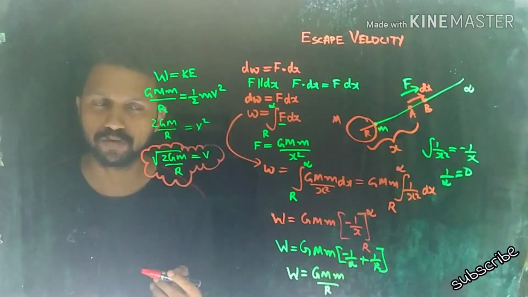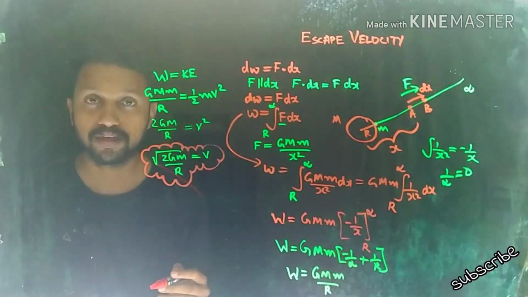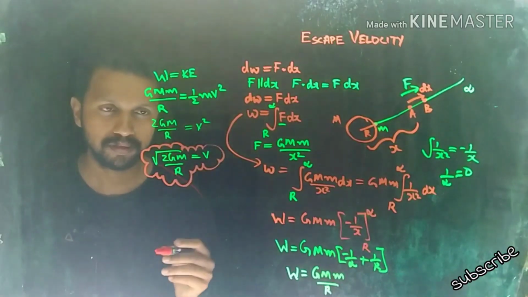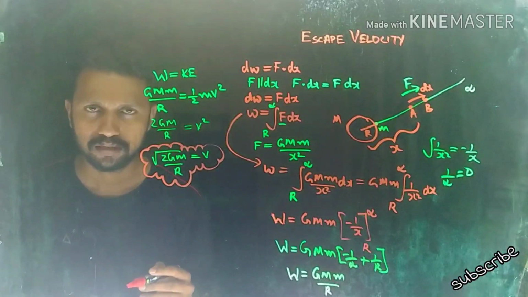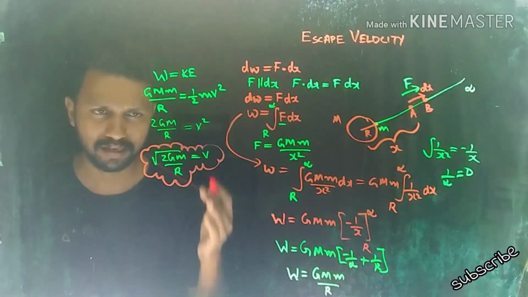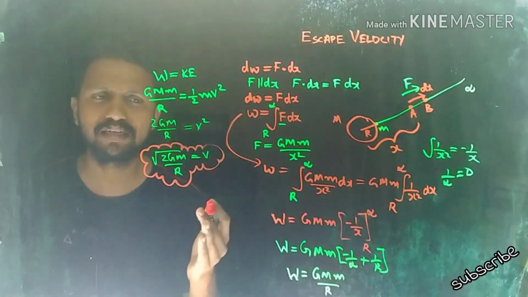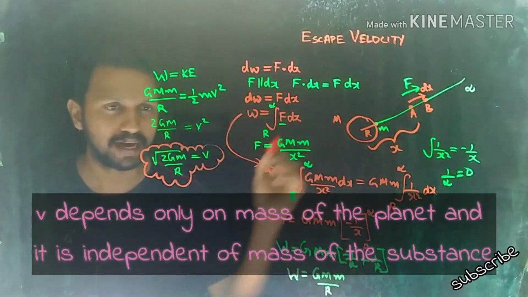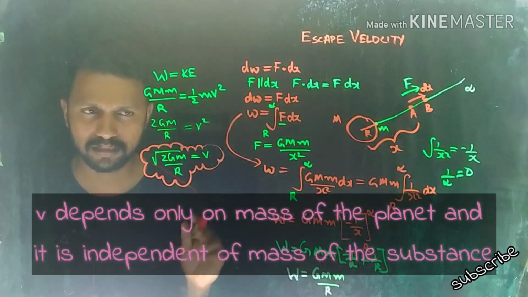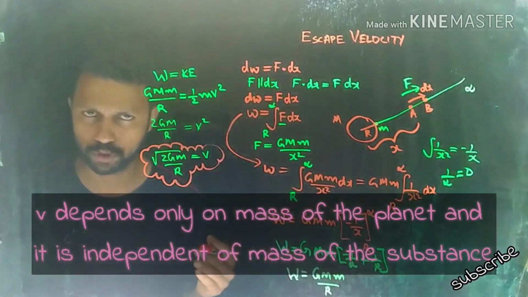V is escape velocity, capital G is the gravitational constant, capital M is the mass of the planet, R is the radius of the planet. And from this expression, it is clear that escape velocity depends only on the mass of the planet and the radius of the planet. It's independent of the mass of the substance being thrown.